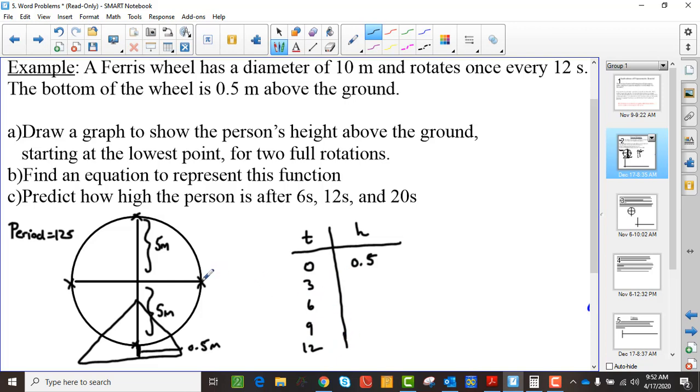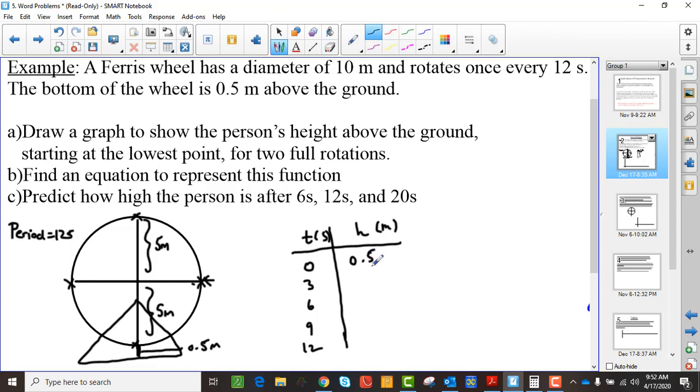At 3 seconds, I'm right here. That is 5.5 meters off the ground. I think you can see that. Actually, I'll put the height in meters here and the time in seconds here. And then if you go to 6 seconds, you're at the top, and the top is going to be 10.5.